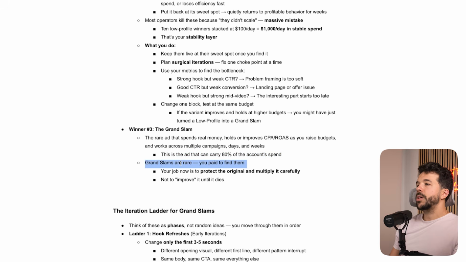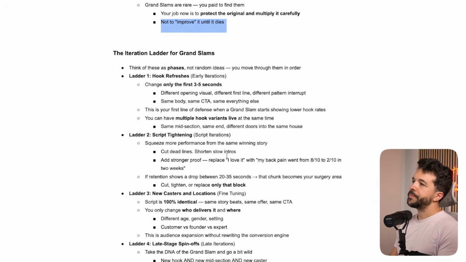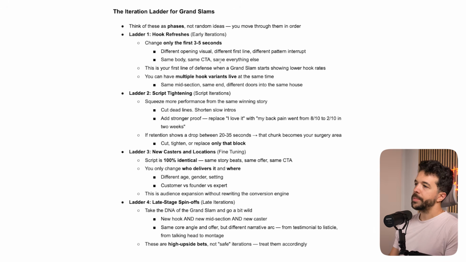Grand Slams are rare, and you pay to find them. So once you do find them, your job is to protect the original and multiply it carefully, not to improve it until it dies. So you have a Grand Slam winner, you want to multiply it. That's what we do. Now, how do we do that? So how do we iterate on our Grand Slam winners?